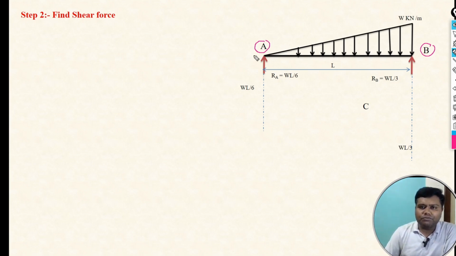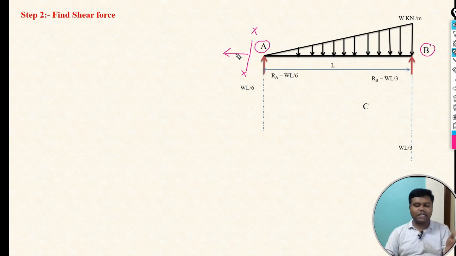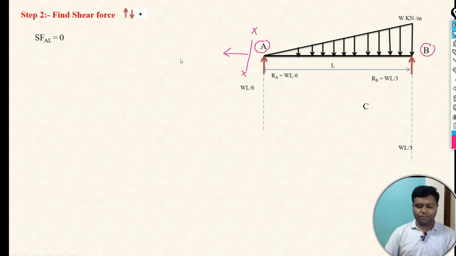First we take the section on the left of A point and focus on the left of that particular section, because we have started our calculation from left to right. That's why, when we take the section, we focus on the left part. Here there is no force at A point on the left side. It means the shear force at A left is equal to 0.